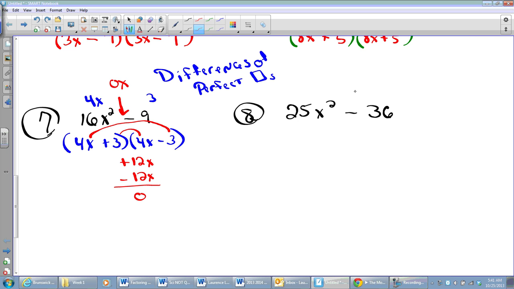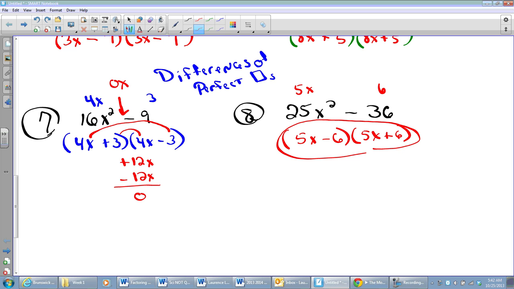All right, let's try it one more time. 25x squared, is that a perfect square? Sure is. 36 is a perfect square. 6. Is there subtraction? Yes. 5x minus 6 times the quantity of 5x plus 6, and I am done. It's a lot easier than multiplying 25 times 36 and trying to go through all the steps.